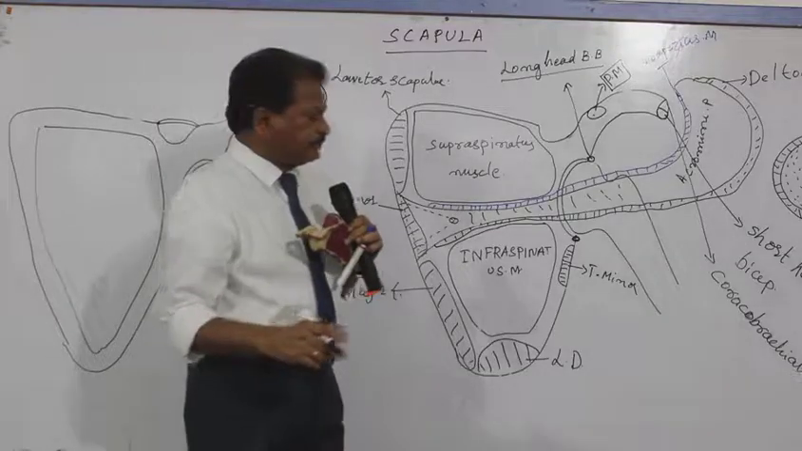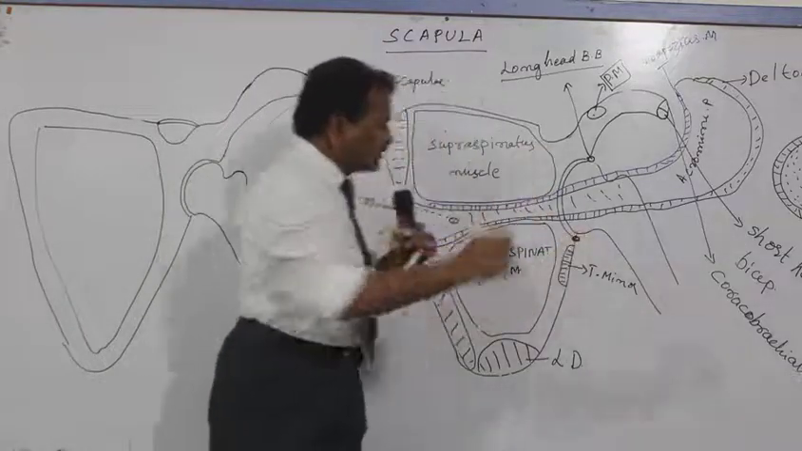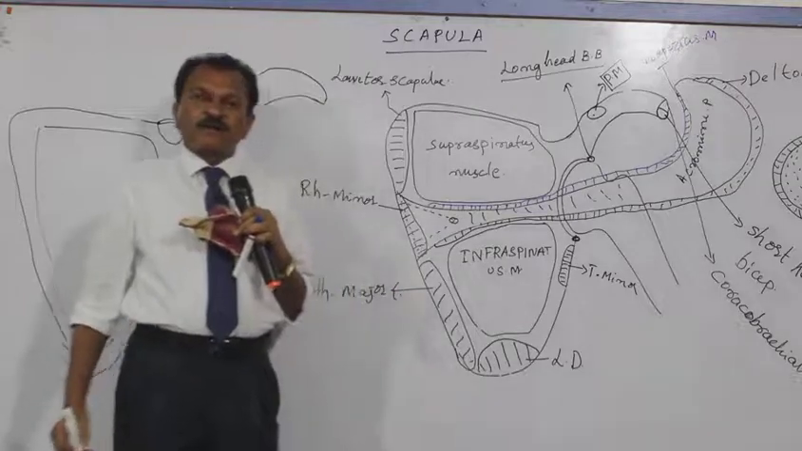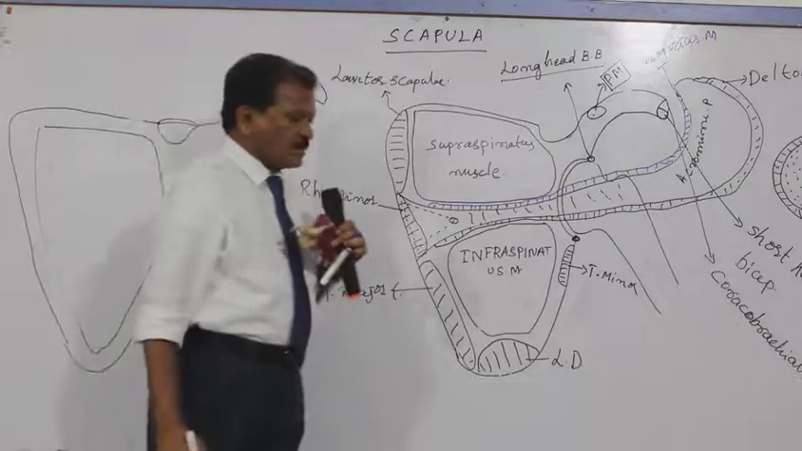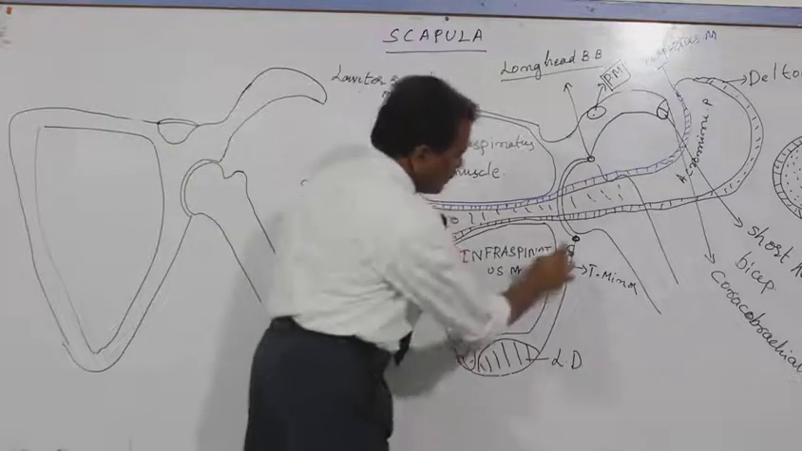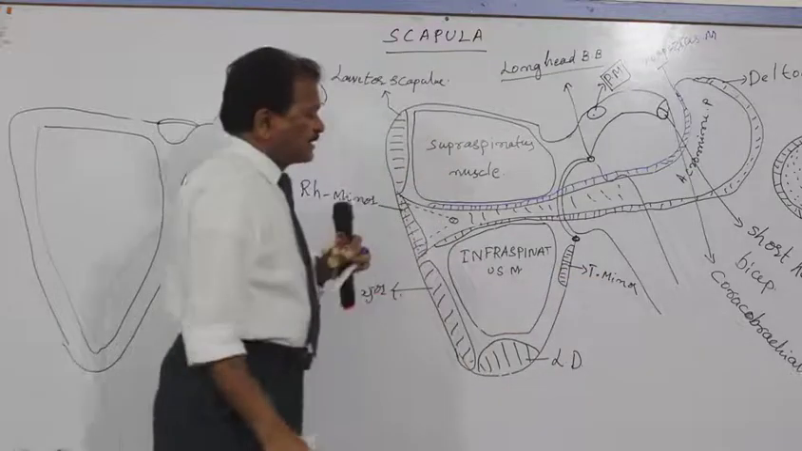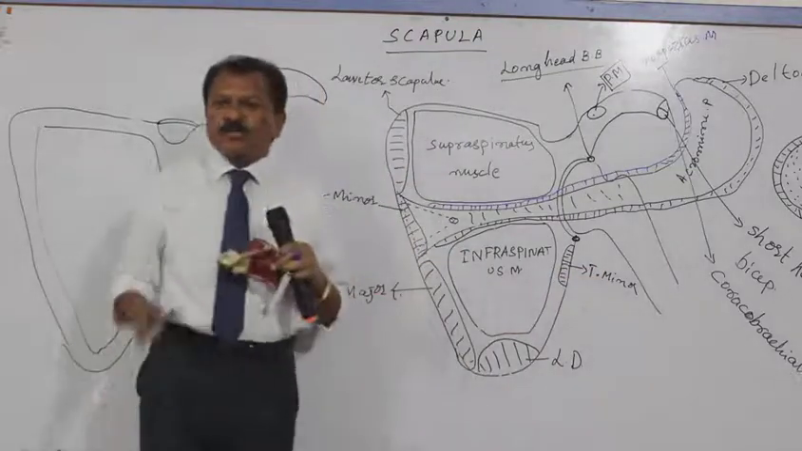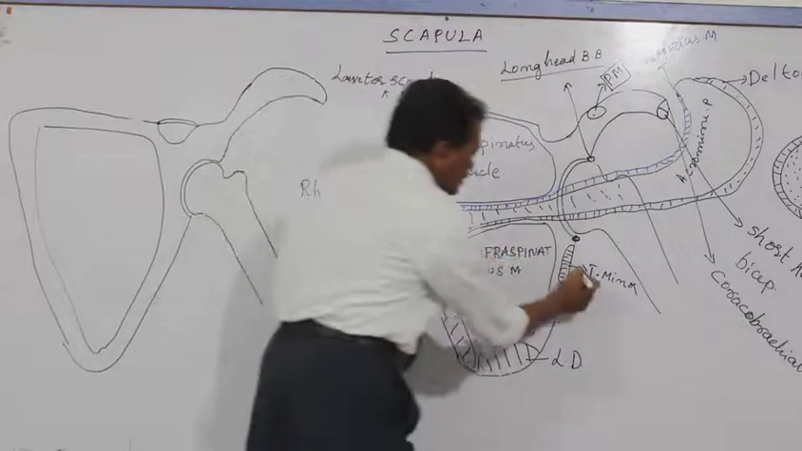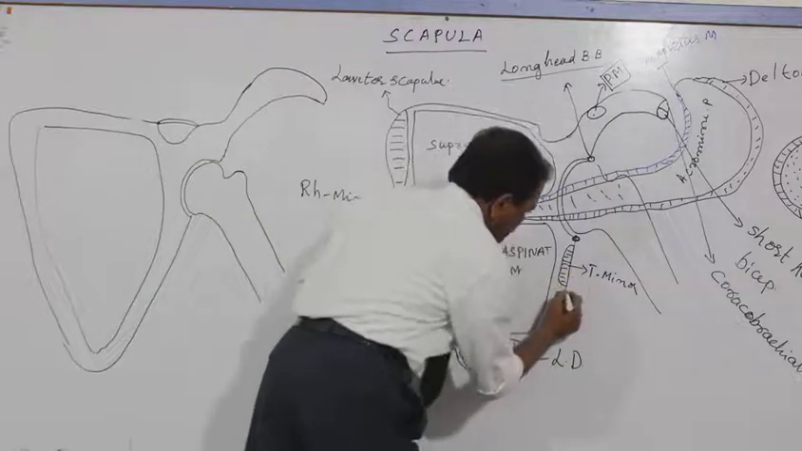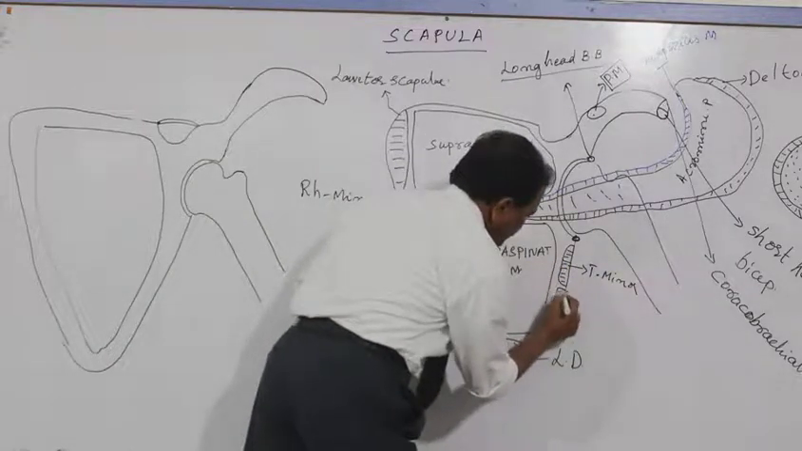The teres minor muscle origin takes place along the lateral border on the dorsal surface, inferior to the infraglenoid tubercle. Below that there is the origin of the teres minor muscle. It arises by two heads, two digitations.